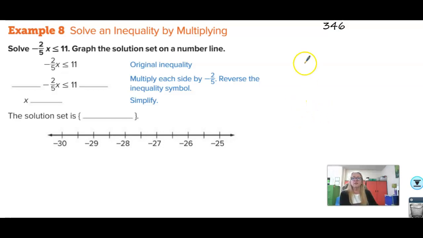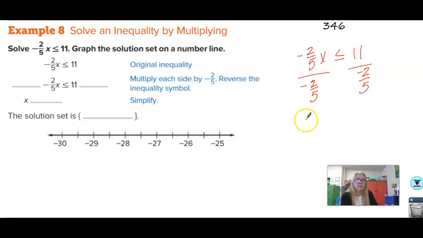Okay, so now we're to solving inequalities by multiplying. Notice the coefficient of x is a negative number. In order to get rid of that, we're going to have to divide both sides by, oh, they want you to multiply both sides by the multiplicative inverse. Anyway, negative 2/5 x is less than or equal to 11. Basically, you're going to divide both sides by negative 2/5. That's the same as multiplying both sides by negative 5/2. So we would go x is less than or equal to 11 times negative 5/2.